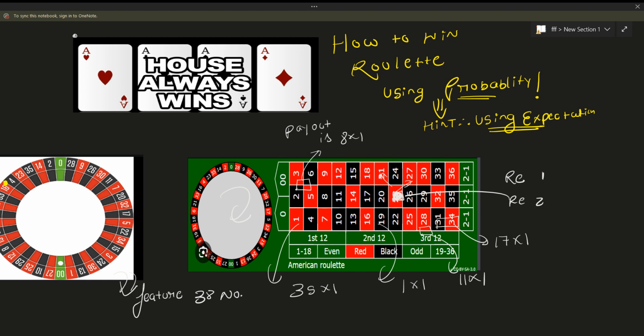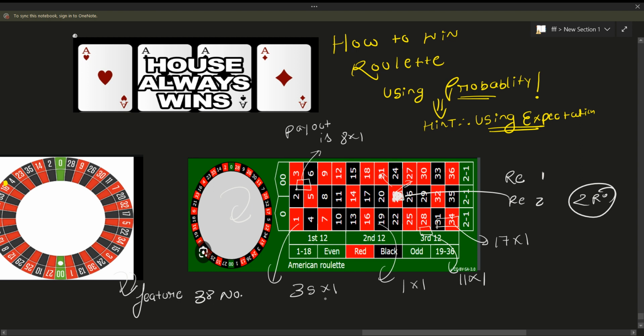For now, we'll take the example of American roulette. It contains 38 numbers, and the players bet on these numbers and win prizes. If you put your coin on one, then you get 35 to 1, meaning if your input is 2 rupees, you put a 2 rupee coin, you will get 70 rupees.